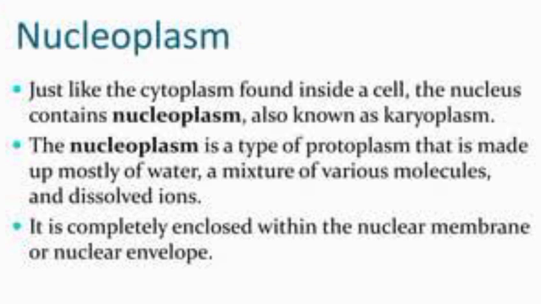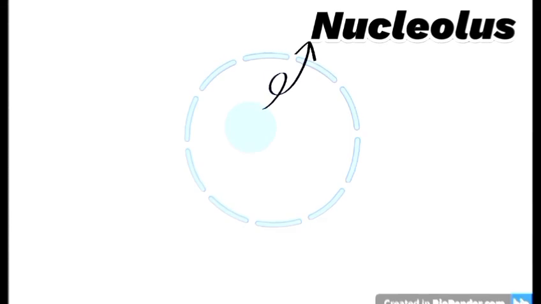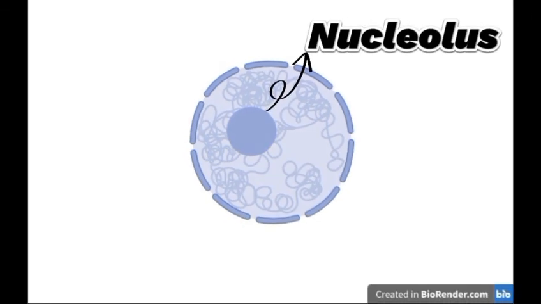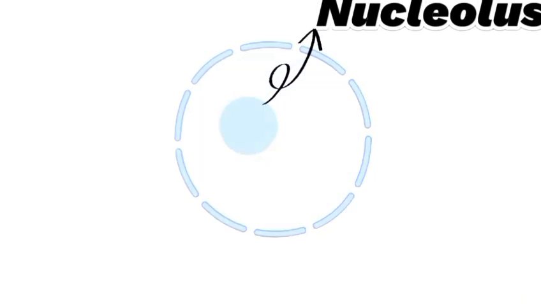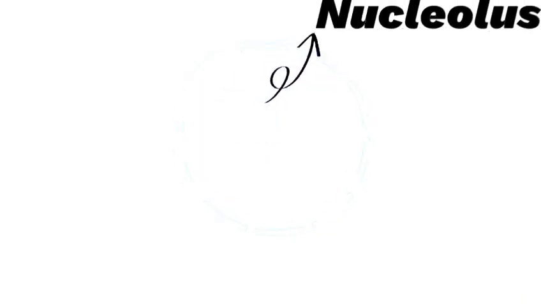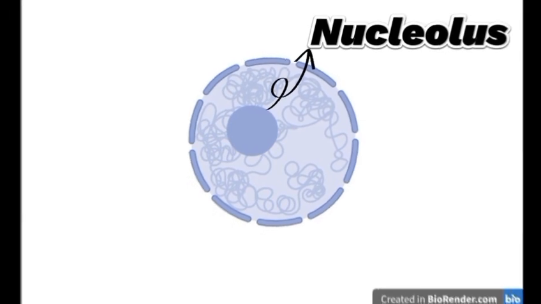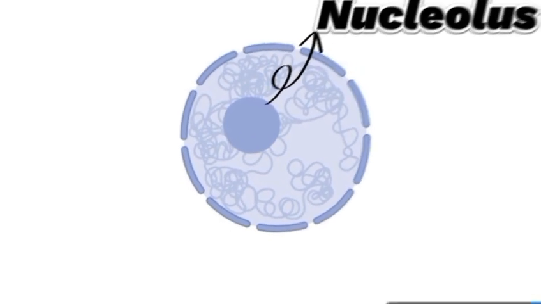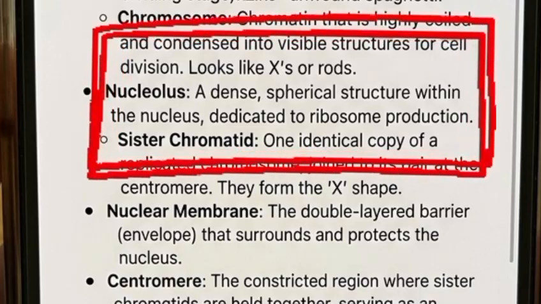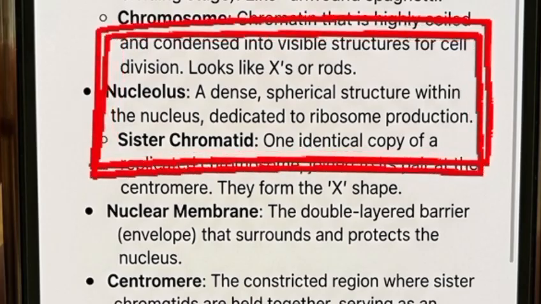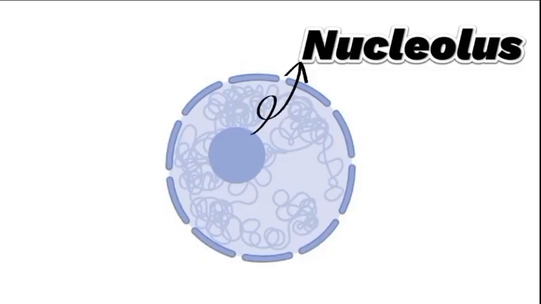Look at this dense region inside the nucleus. This is called the nucleolus. The nucleolus is a region within the nucleus where ribosomal RNA is produced. It is also called the factory of ribosome synthesis. And ribosomal subunits begin to be assembled inside the nucleolus. Although the nucleolus is not surrounded by its own membrane, it is an important functional region of the nucleus.